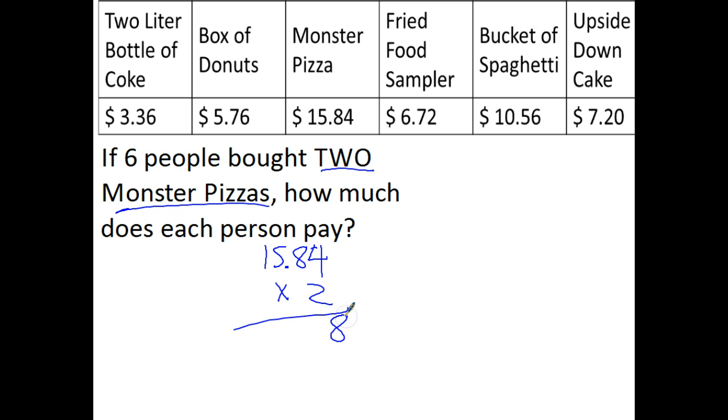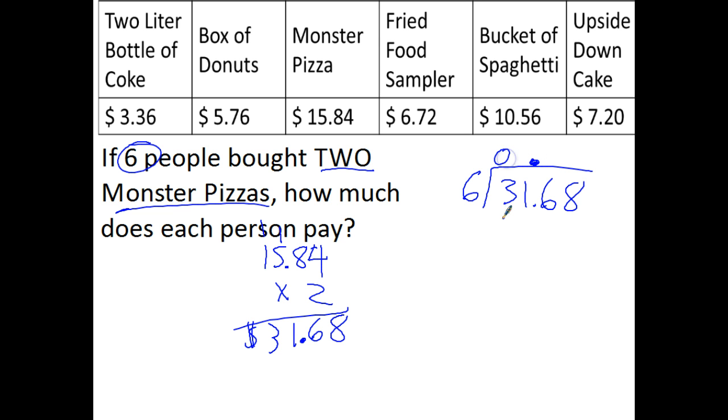2 times 4 is 8. 2 times 8 is 16. Carry my 1. 2 times 5 is 10 plus 1, 11. Carry my 1. 2 times 1 is 2 plus 1 more is 3. 2 spots over to my decimal. So the 2 monster pizzas together cost $31.68. So I'm going to take that amount, divide it by the number of people eating this pizza. We got 6 people.